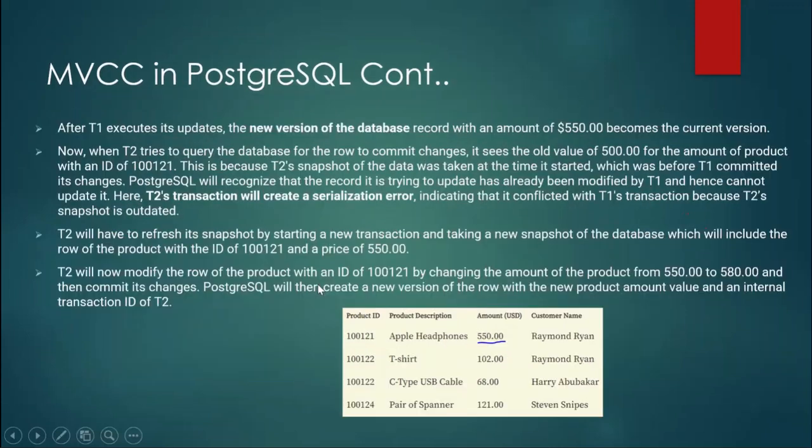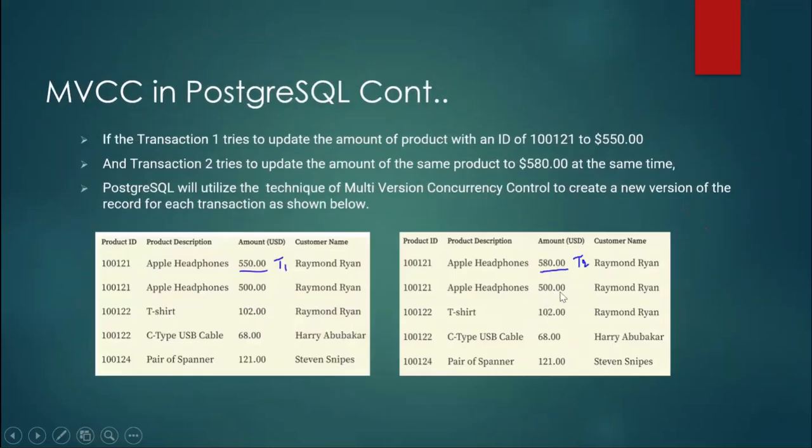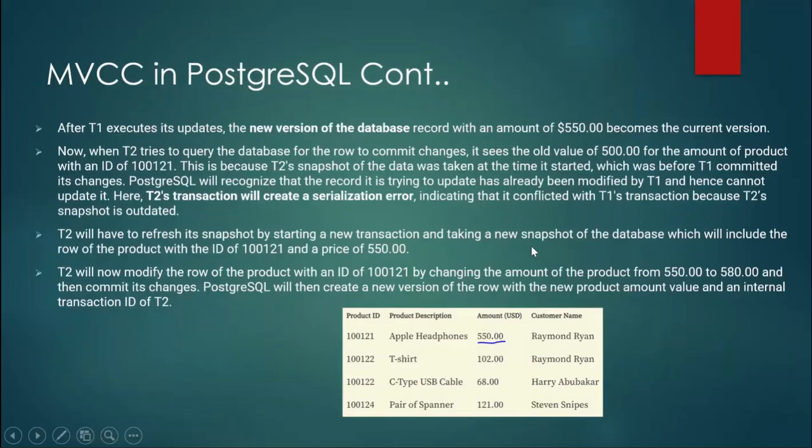So now, what happens? The latest version becomes 550 now, right? Because T1 is already committed. Now for the T2 transaction, internally it gets a serialization error, which means it does not have the latest version, because T2 still has 500 as its own snapshot, right? It has to update from 550. So a serializable snapshot error is triggered internally, and it will take 550 as the new snapshot. On top of 550, the T2 transaction will update to 580.